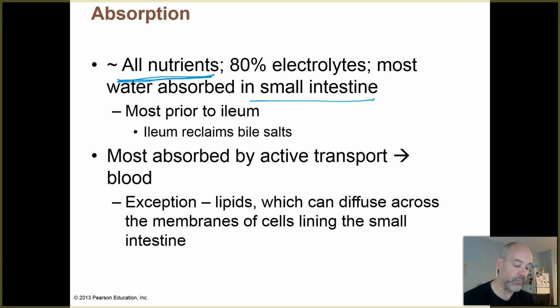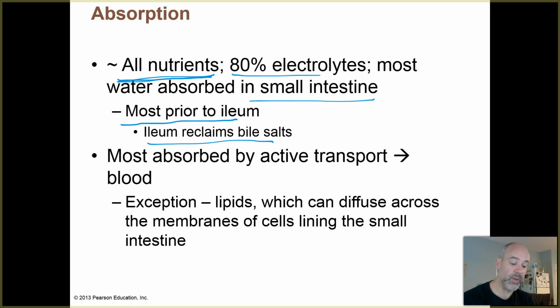And most of this absorption takes place prior to the ileum. So remember, your small intestine has the duodenum, which is actually fairly short, then the jejunum, and then the ileum is the third section, ileum with an E. So most of this absorption happens before you even get to the ileum. The ileum, though, is the part that really reclaims the bile salts. Remember how we talked about the bile salts get recycled, reused, they get sent back through the bloodstream to the liver, and that tells the liver it's time to make more bile.